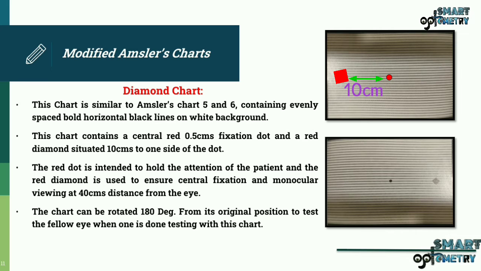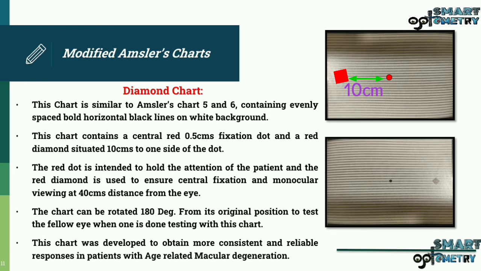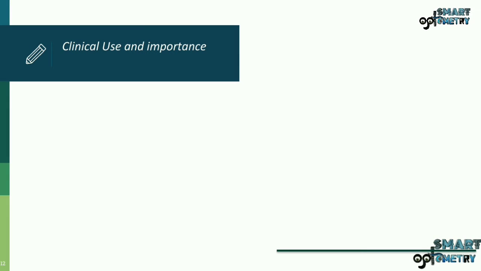The chart can be rotated 180 degrees from its original position to test the fellow eye when one eye is done testing with this chart. This chart was developed to obtain more consistent and reliable responses in patients with age-related macular degeneration. Here you can see the Amsler's chart having the evenly spaced, bold, horizontal black lines on a white background.